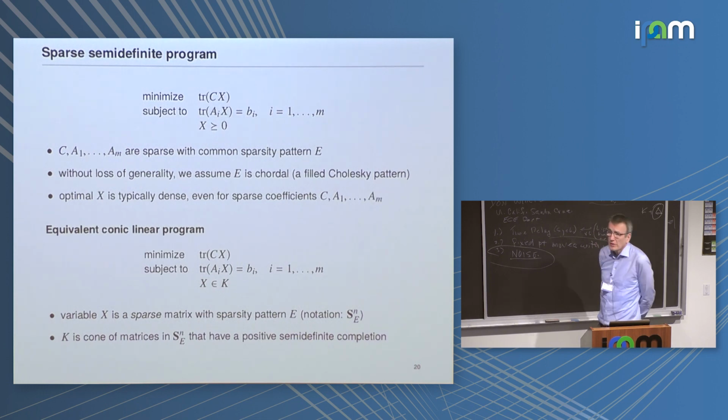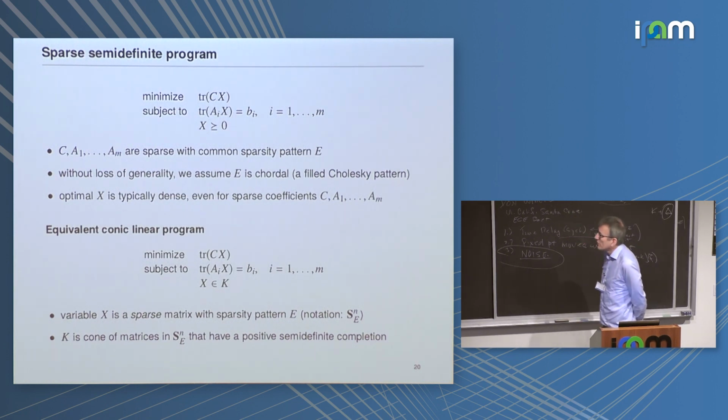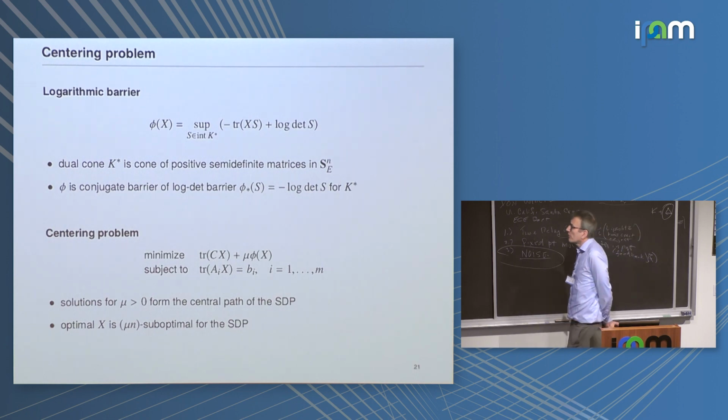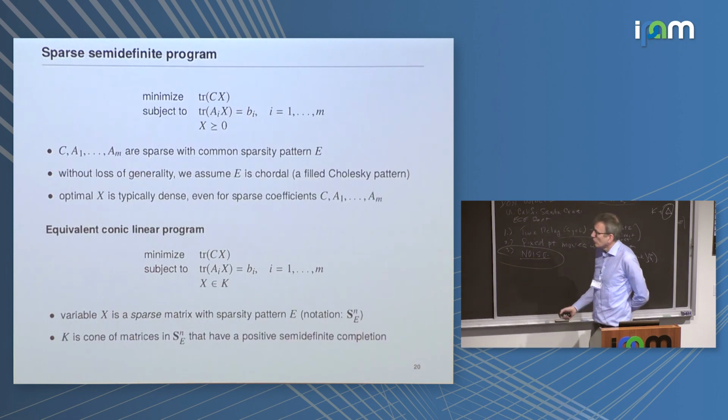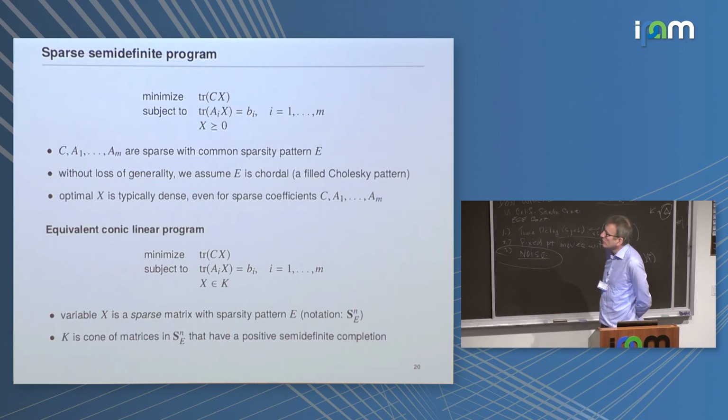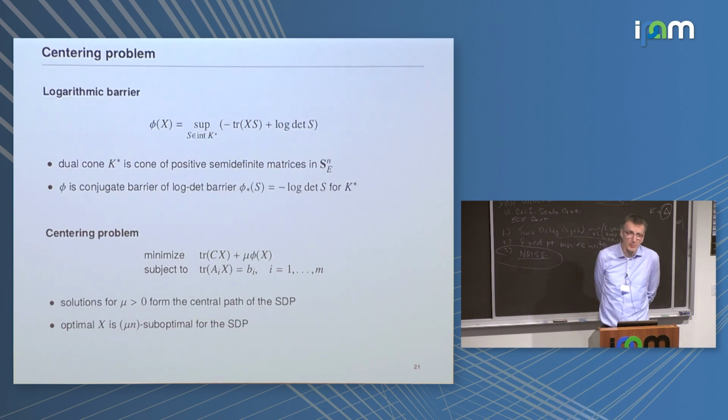The matrix entropy exists, but unfortunately it requires eigenvalue decompositions, so that wouldn't be useful here. Instead, we'll use the logarithmic barrier function for this cone of completable matrices. The logarithmic barrier function will be defined like this. It's easier to give a barrier function for the dual cone. The dual of the cone of completable matrices is the cone of sparse positive semidefinite matrices. So there we can just use the standard log-det barrier function.